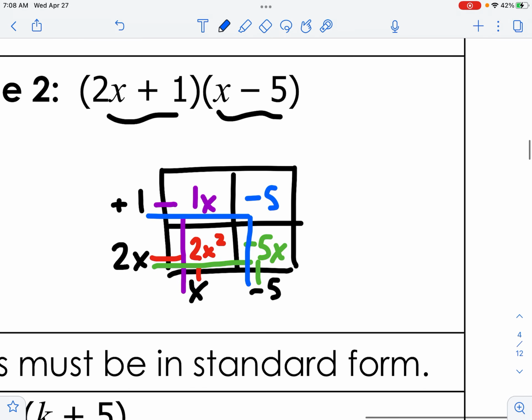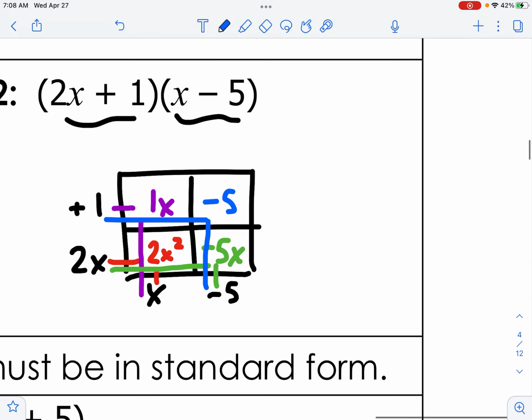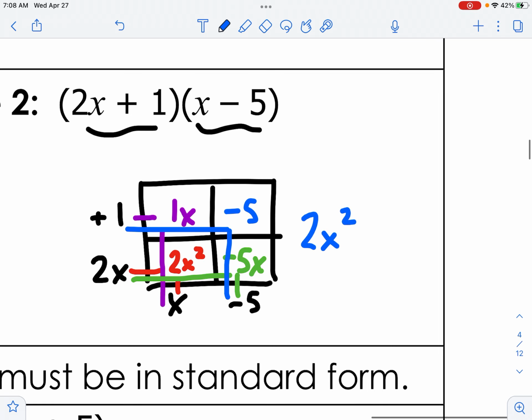Okay, so that looks a little messy with the colors, but I was trying to code it for you so you can see which two multiply for which boxes, but it works like a times table. And then we simply just write what's left on the inside of the boxes for our answer. So 2x squared, and I have like terms here, 1x and negative 5x, so that's minus 4x, and then minus 5, my best answer.